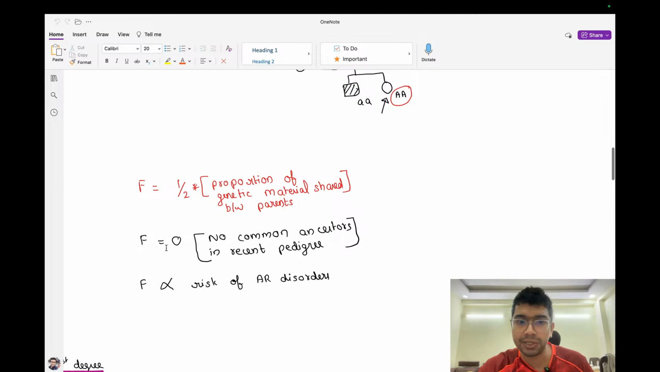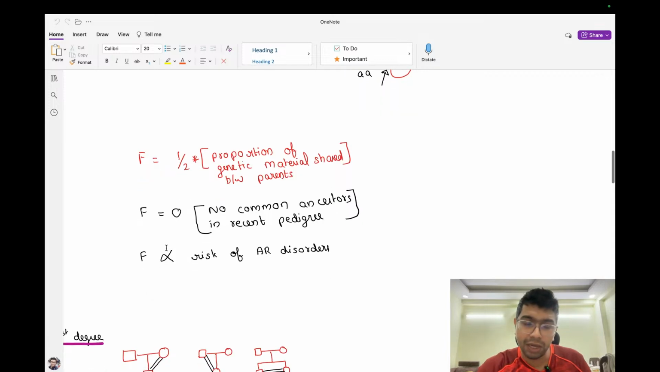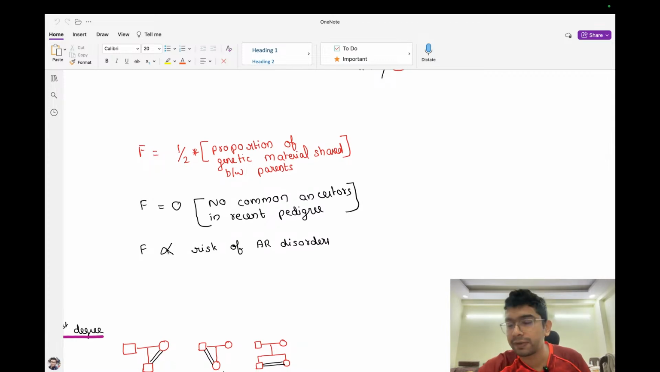If F is equal to 0, that means there are no common ancestors in the recent pedigree, so there is no consanguinity. And the value of F is proportional to consanguinity, and the value of F is proportional to the risk of autosomal recessive disorders.